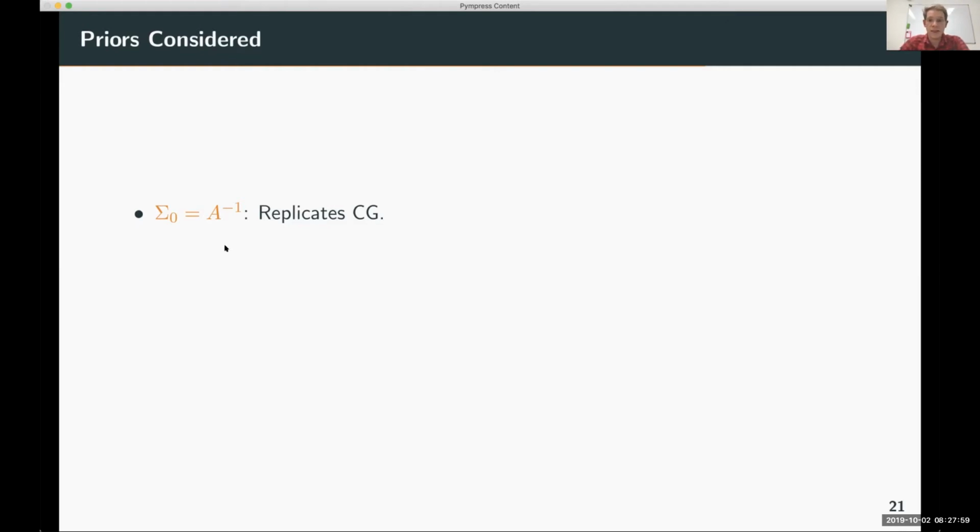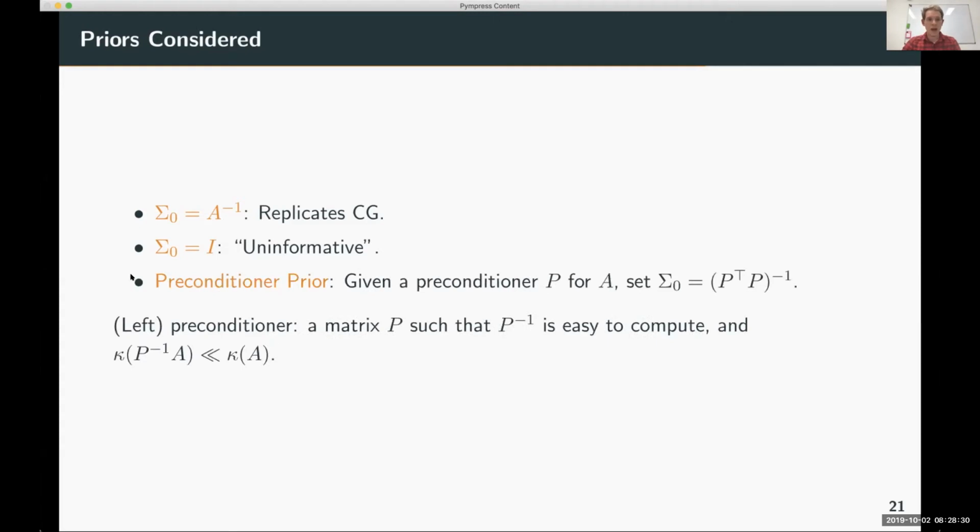The first one is sigma naught is A inverse. Mathematically, we can show that this should produce an iterate posterior mean that replicates the iterate from CG, and we'll demonstrate that empirically in the experiments. Then we have a choice, sigma naught is I, which I've labeled here uninformative. It's uninformative in the sense that it doesn't give a preference to any particular direction in the solution space a priori, though of course it says things about how large the expected norm of the solution will be. And then the last choice, which is the one that we consider the most practical in the paper, is to use a prior that's based on a preconditioner.